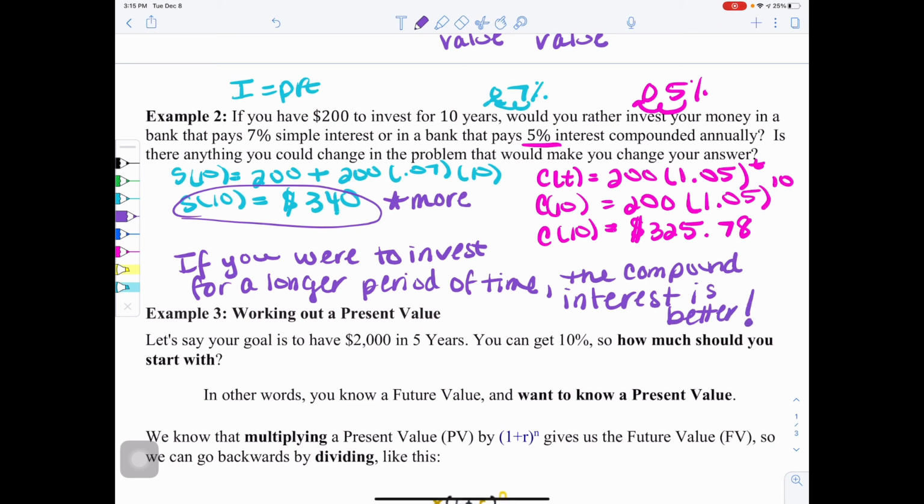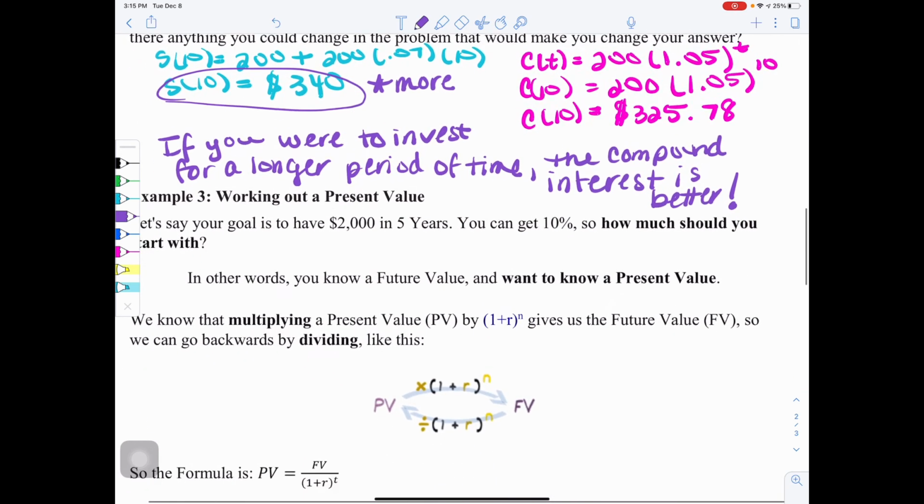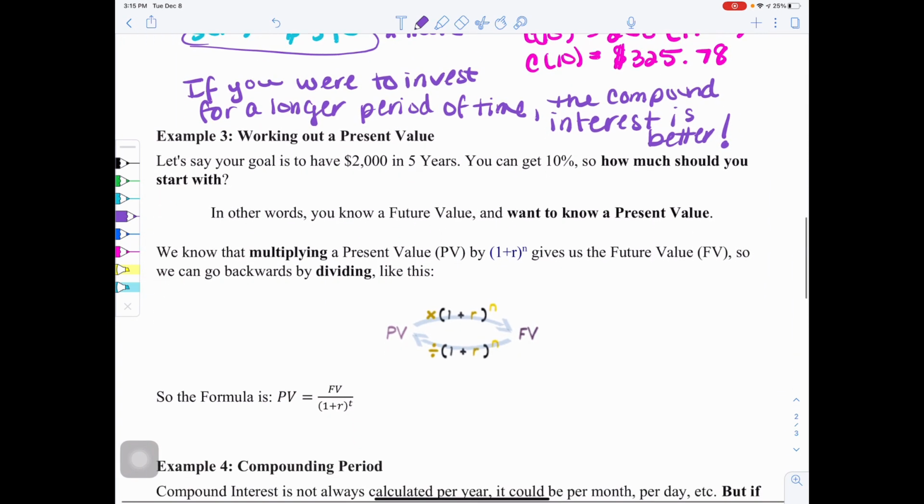Now, working with example 3, we're going to work out a present value. So let's say now we're going to look at it from the other end, that our goal is to have $2,000 in 5 years. So we have a goal to save. You can get 10%, so how much should you start with? So in other words, we know the future value this time, and we want to work backwards to find out what the present value is. What am I working with so that in the future I will have the money that I want?